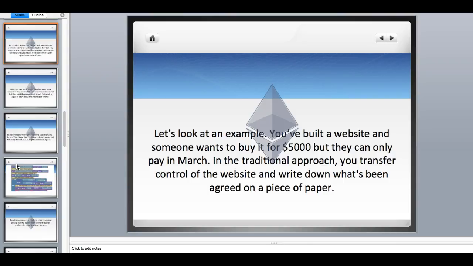Let's look at an example. Let's say you built a website and someone wants to buy the website for $5,000, but they can only pay in March. In the traditional approach, you would transfer the control of the website and then write down what's been agreed on a piece of paper.